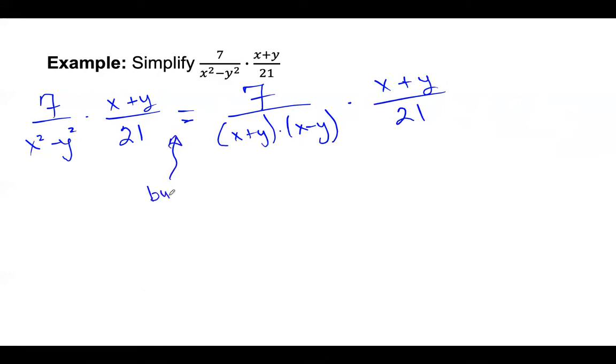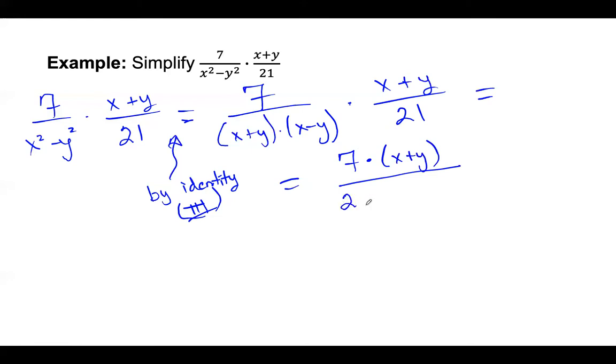So this is by the identity. I think it's the third identity. Now what can we do? Well, we can multiply the top and the bottom. We multiply it together. So 7 times x plus y divided by 21 times x plus y times x minus y.